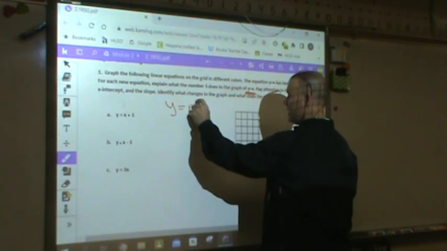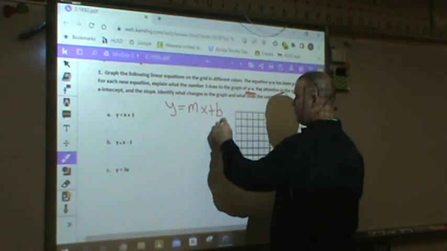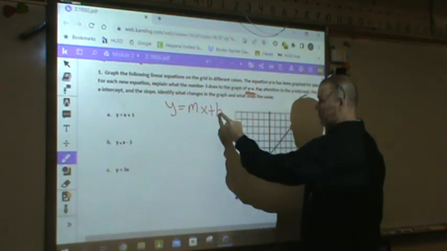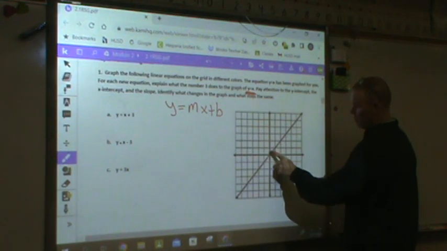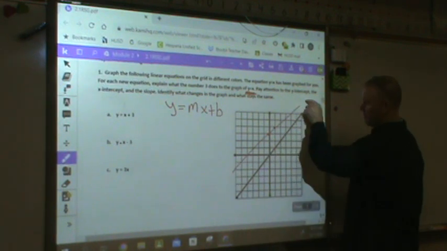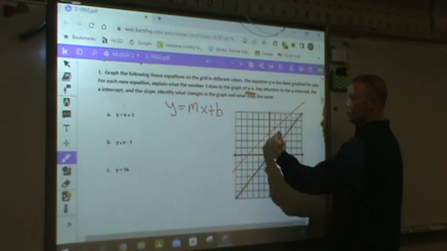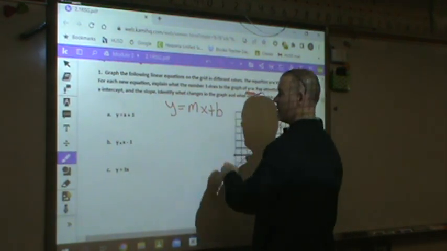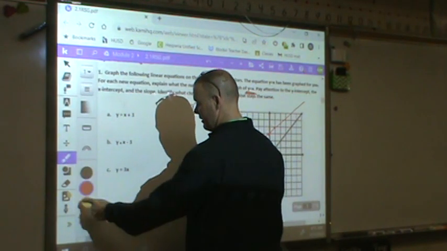We'll think of y equals mx plus b. M is 1, b is 3. So we go up to 3, 1, 2, 3. We're going to rise 1, run 1. There's my line. What happened? It shifted up 3 units. Make sure you make a note of that, okay? It shifted up 3 units.